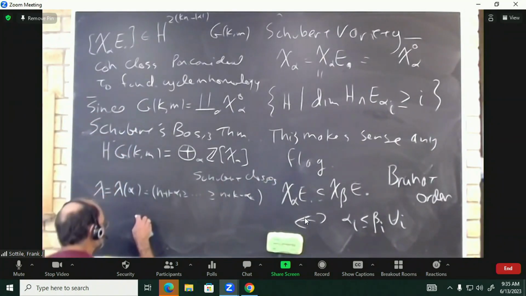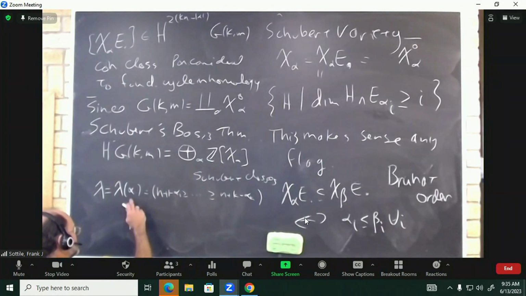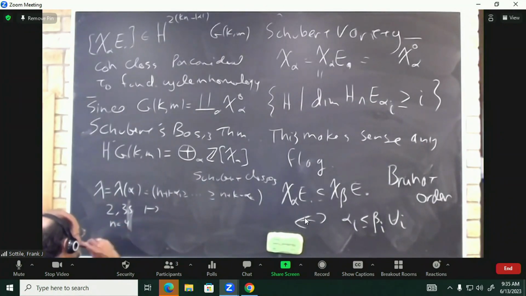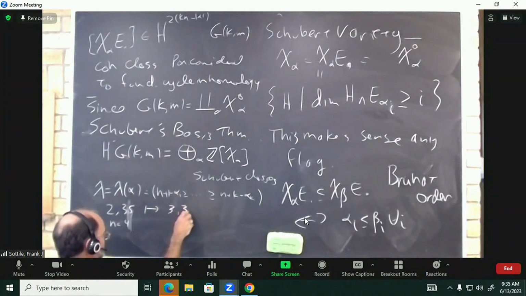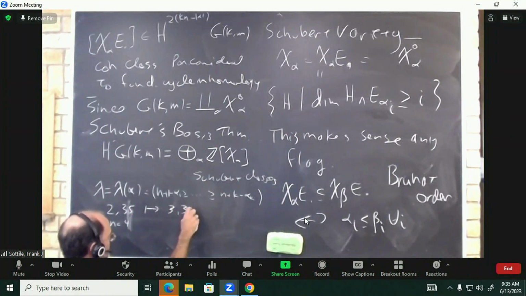So people like to think about partitions. Well, I'll just do an example. I had 2, 3, 5, and that's going to go to, so here n was 4. 4 plus 1 minus 2 is 3. 4 plus 2 minus 3 is also 3. And 4 plus 3, 7 minus 5 is 2.